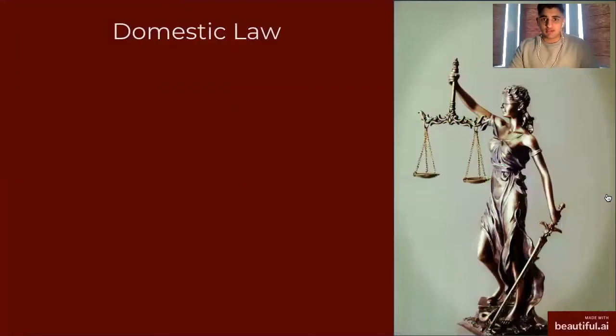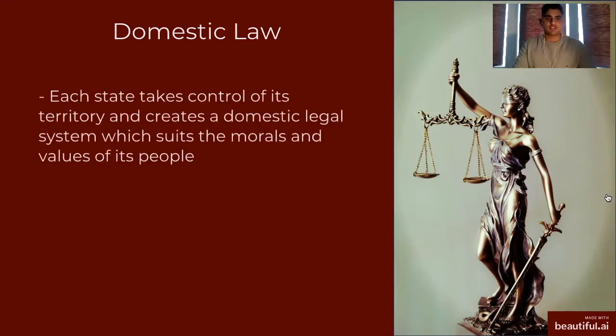A quick note about domestic law. Now, it seems obvious, right? It seems obvious that international law is something exotic, something that exists with the whole planet, and domestic law is kind of just within one territory. Well, that is true to an extent, but it's not a very good explanation, right? So the best way to explain domestic law is that each state takes control of its territory, and in order to take control, it creates a domestic legal system which suits the morals and values of its people. So essentially what this means is that the Moroccan people are able to choose laws which suit the morals and values of Morocco, of the Moroccan people. And so this is a good way of looking at domestic law.